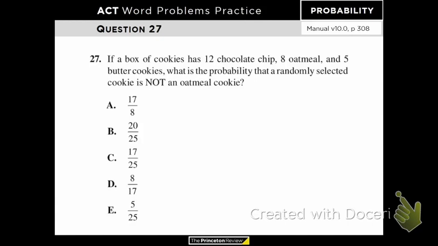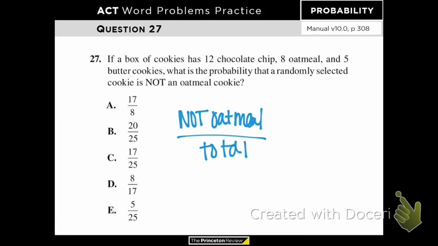27, if a box of cookies has 12 chocolate chip, 8 oatmeal, and 5 butter cookies, what's the probability that a randomly selected cookie is not an oatmeal? So again, we're counting up how many are not oatmeal over the total number of cookies. Okay, so there's 12 chocolate chip and 5 butter, so that would be 17 total that are not oatmeal, over, when I add them all together, I get 25. So my answer there is C.